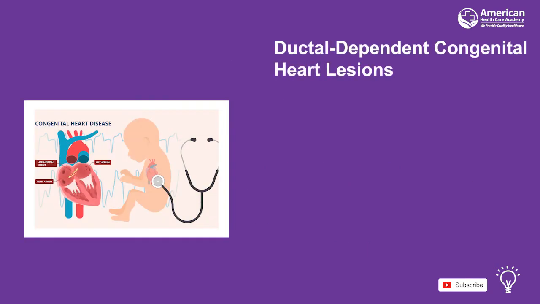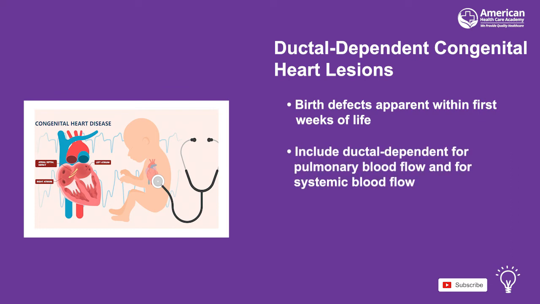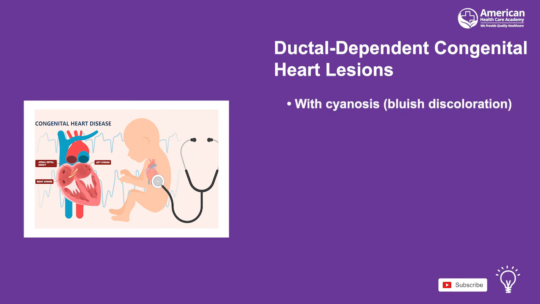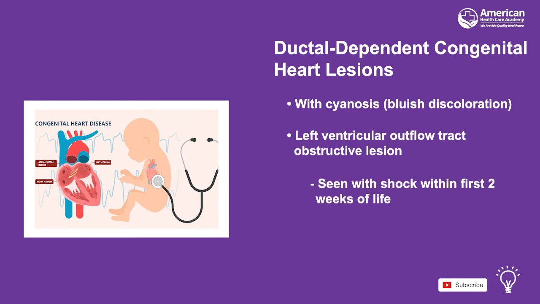The third type of obstructive shock is ductal-dependent congenital heart lesions. These are birth defects apparent within the first weeks of life and include ductal-dependent for pulmonary blood flow and for systemic blood flow. The ductal lesions for pulmonary blood flow are seen without shock, but with cyanosis or a bluish discoloration in children. The left ventricular outflow tract obstructive lesion appears with shock within the first 2 weeks of life, which is the time when the patent ductus arteriosus closes.